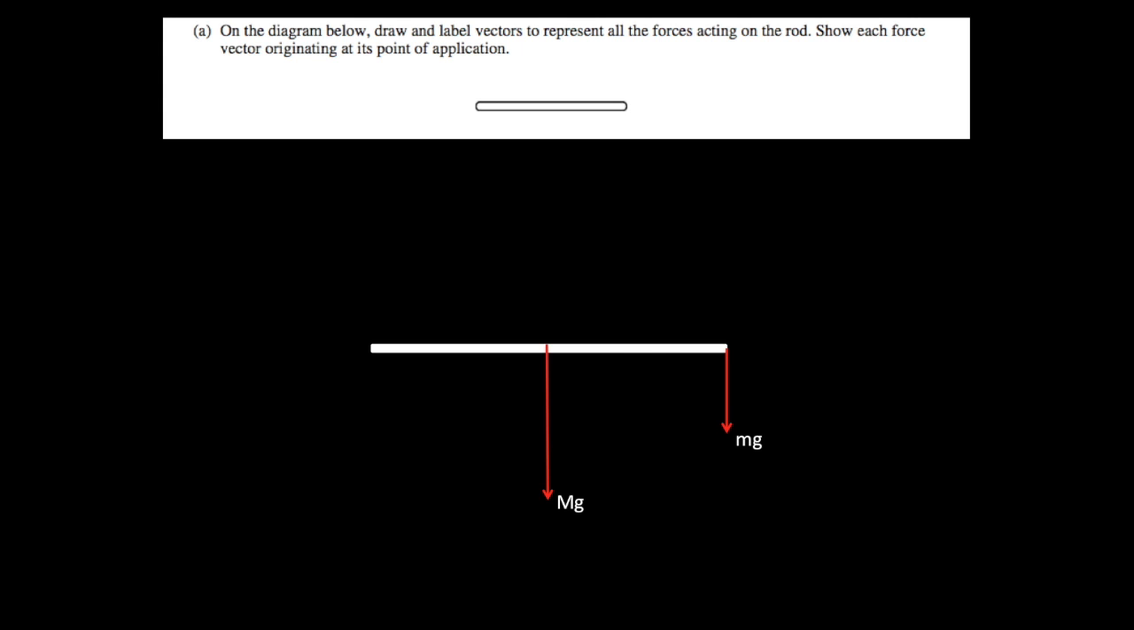There's also tension in the rope. Remember that tension always pulls on an object, it never pushes. So the arrow is going to point away from the edge of the rod, since it's pulling the rod.